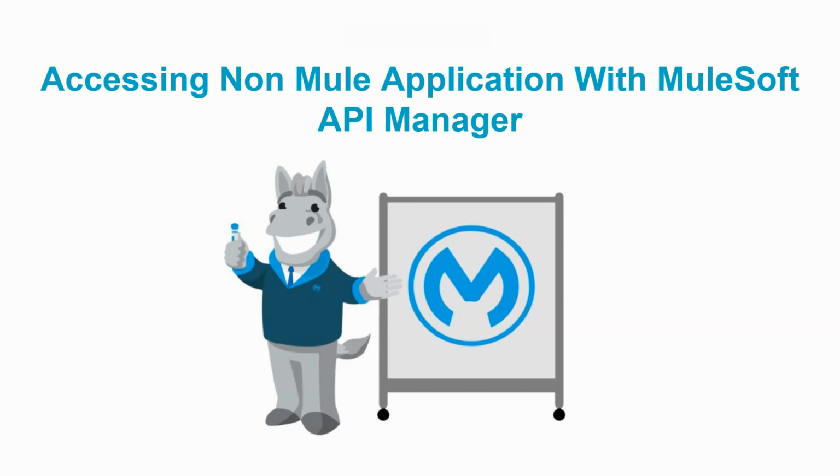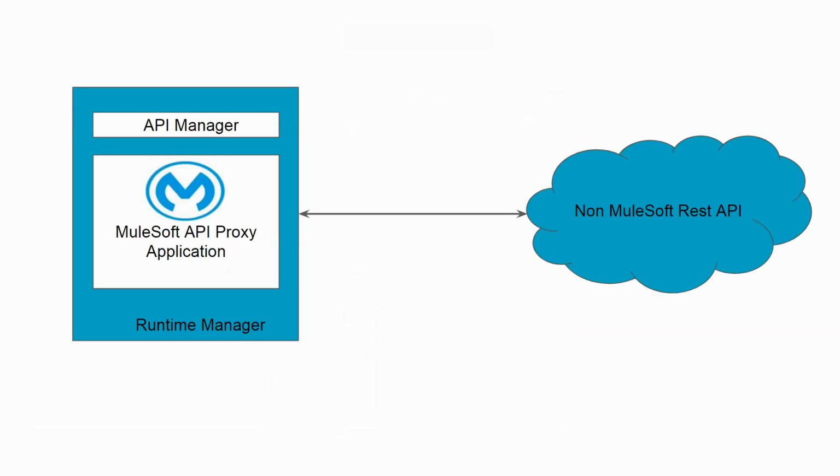Before that, let me clear a few of the concepts. I have a non-Mule application, a REST API, running in some cloud environment and available over the internet. But I have to set up API Manager on top of that because I want to apply some policy like IP whitelisting, IP blacklisting, or any authentication or authorization policy. So what we can do is set up the API Manager and deploy the proxy application. The request will come to that proxy application, to the API Manager.